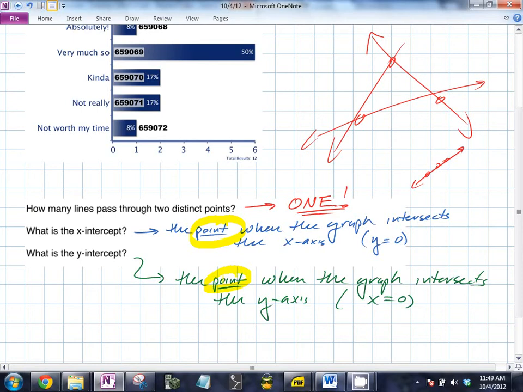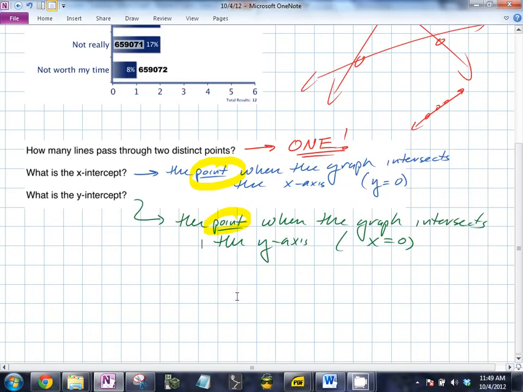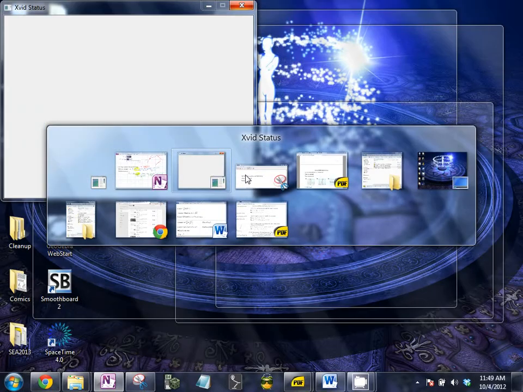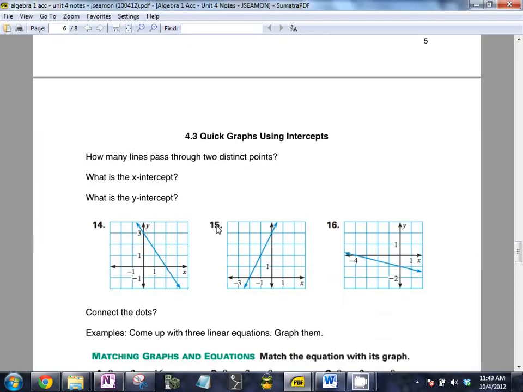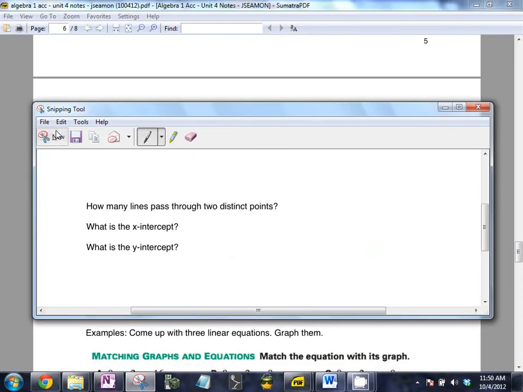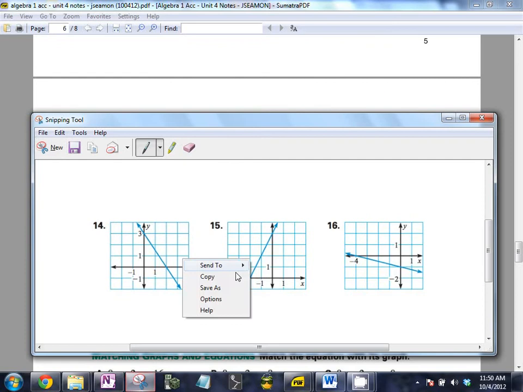Some of you lost a little bit of points on the quiz because of what you did not put around your point: parentheses. A number, comma, a number isn't a point. Parentheses with numbers inside them and a comma, that is a point. So make sure that happens. Let's say I asked you to identify some intercepts on these 3 lines.